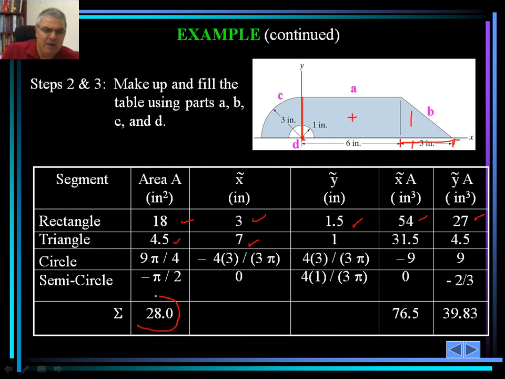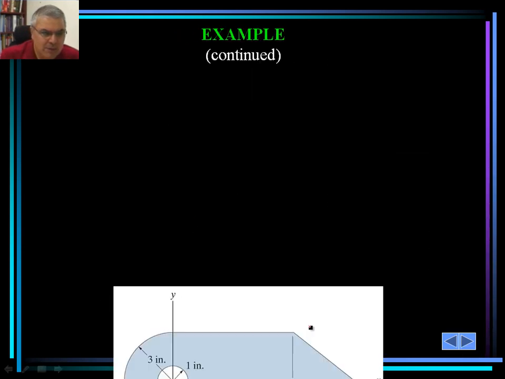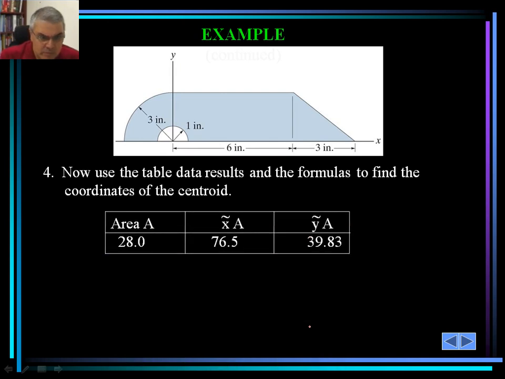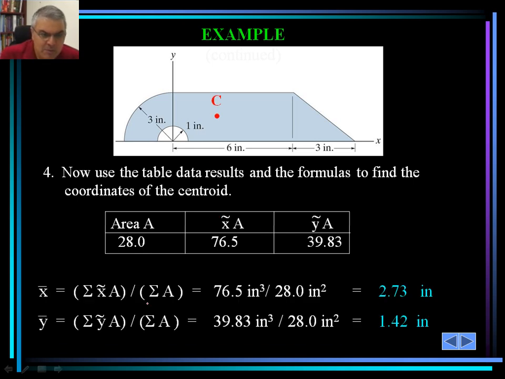The summation of the areas would be 28. You can substitute pi with 3.14 when you do your calculations to calculate the area itself. Then we would sum x hat A and y hat A. Okay, those would give us basically 3 numbers that we need for our calculations. So we have these 3 numbers: area, x hat A and y hat A. As such, we would take the formulas.